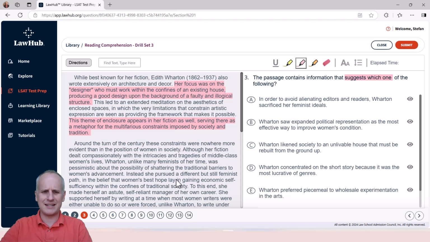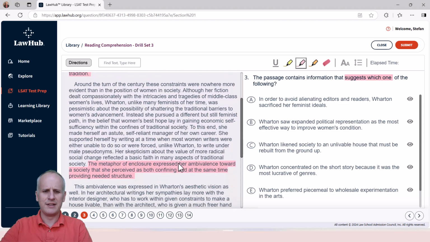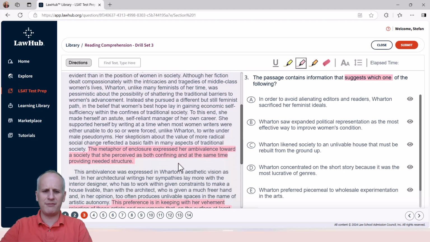Her focus was on the designer, who must work within the confines of an existing house, producing a good design upon the background of a faulty and illogical structure. This theme of enclosure appears in her fiction as well, serving there as a metaphor for the multifarious constraints imposed by society and tradition. The metaphor of enclosure expressed her ambivalence toward a society that she perceived as both confining and at the same time providing needed structure.